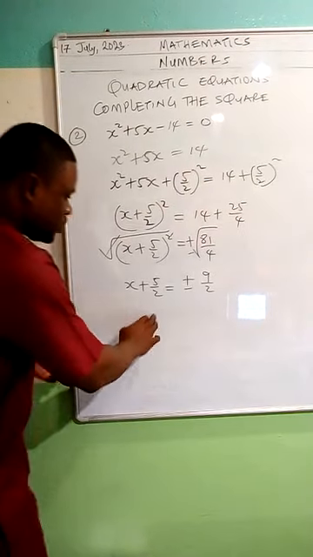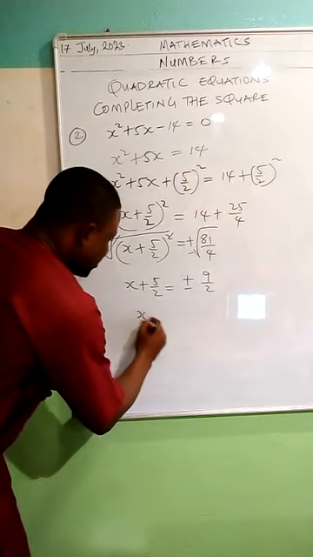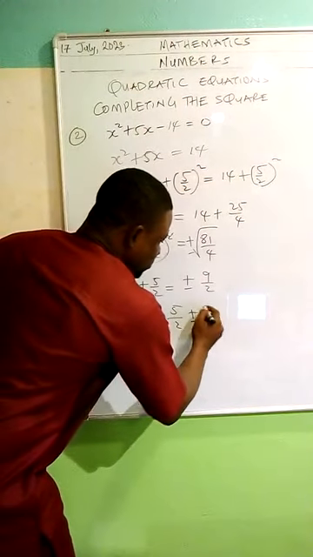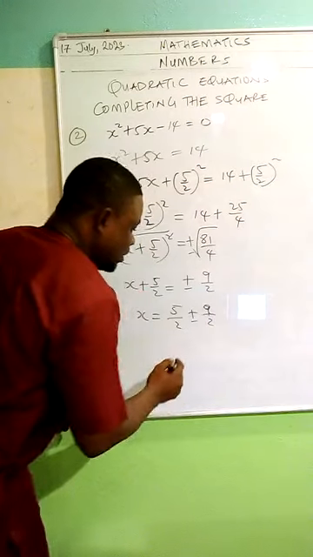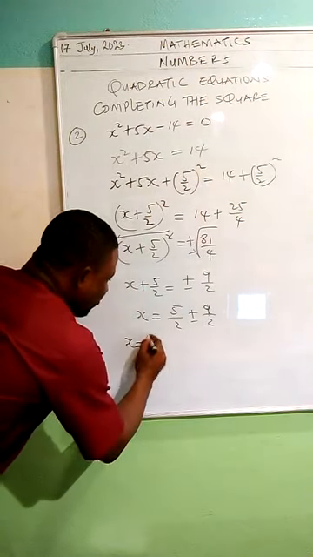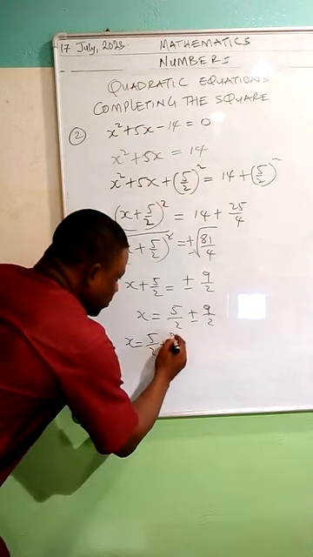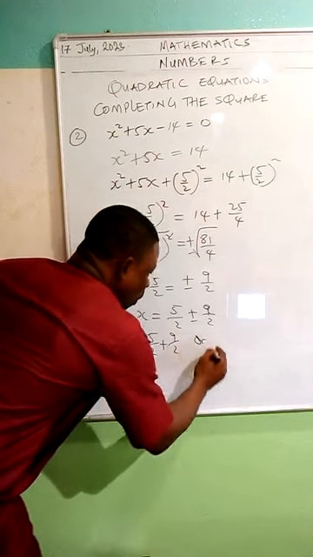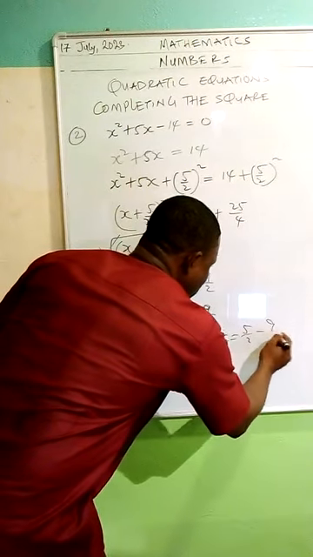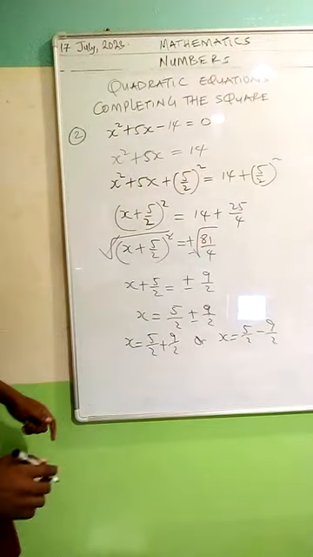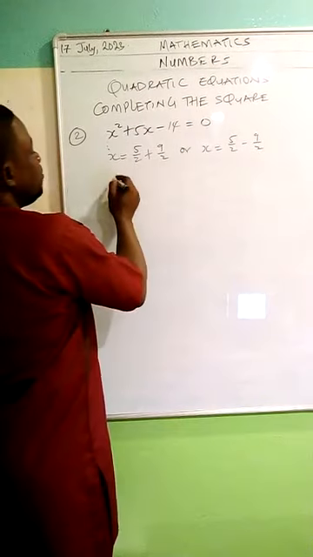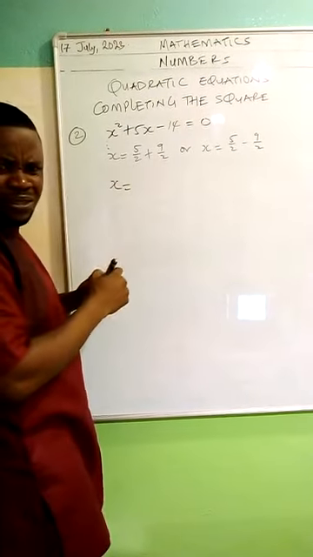So what do we do now? We take this to the other side to get what? X to be equal to what? 5 over 2 plus or minus what? 9 over 2. Is that right? To simplify this, eventually we get X will be equal to what? 5 over 2 plus 9 over 2, or X will be equal to what? 5 over 2 minus what? 9 over 2. Right? So I've rewritten them again.